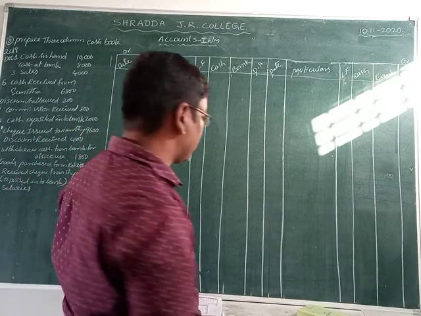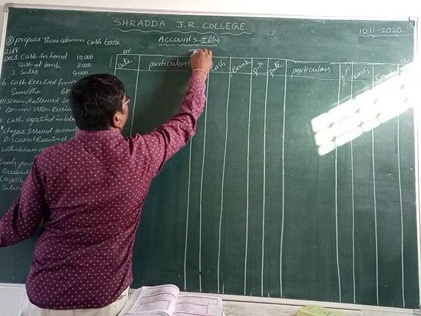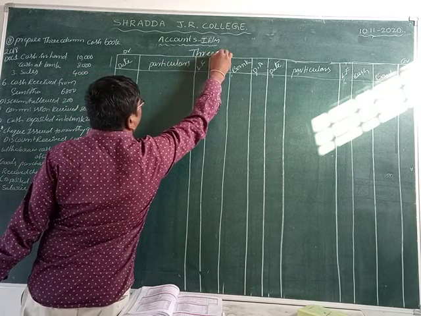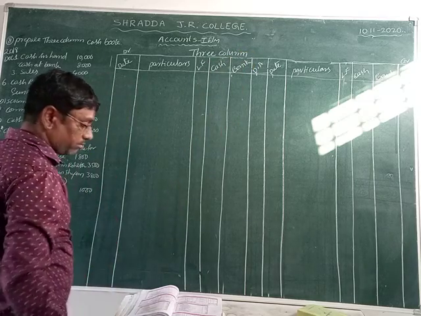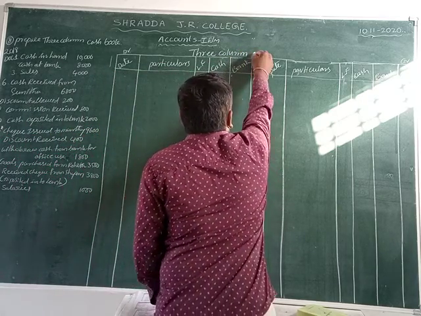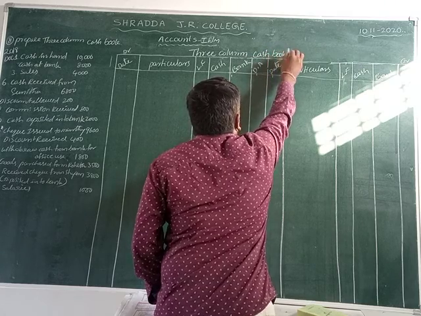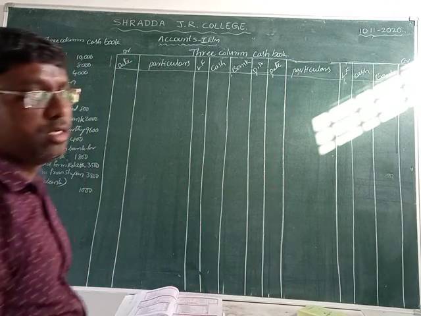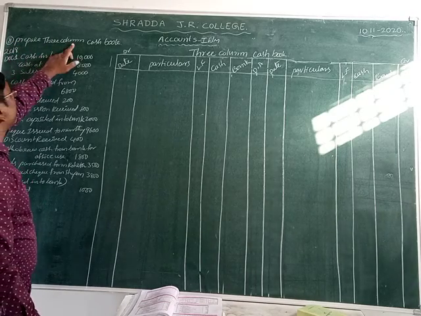Okay, now we are going to record one by one. Let us start on your 3-column cash book. Three-column cash book. Okay, students. So, what is the question? Let us listen first of all. Prepare 3-column cash book.